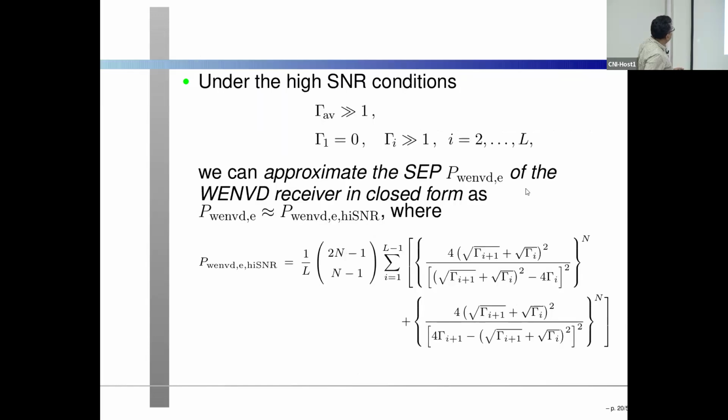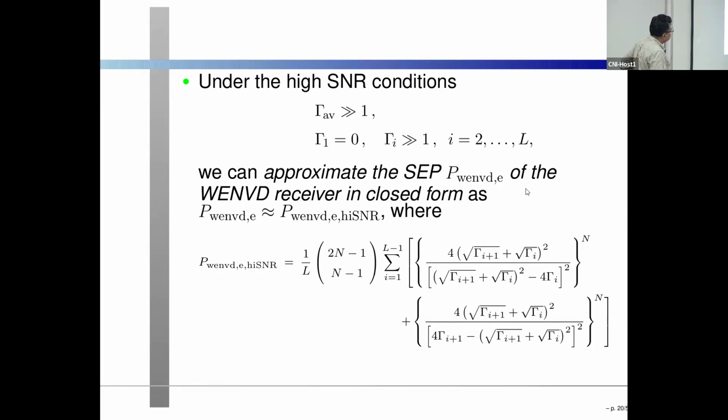Now for the WENVD, you cannot easily get a general expression because of the type of expressions involved. So what you do is take a high SNR approximation and you can get something. If you make a high SNR approximation, basically large average gamma, with the first level 0 and the subsequent levels having large SNR, then you can get this high SNR expression. It's also simple.